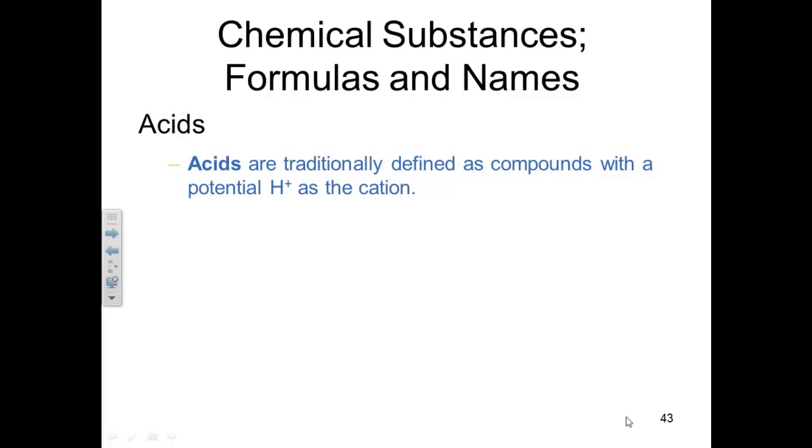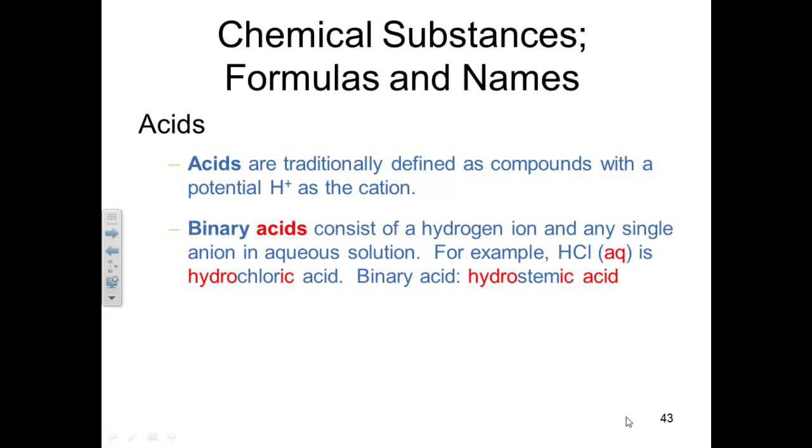Acids are traditionally defined as compounds with a potential H+ as a cation. Binary acids consist of hydrogen ion and any single anion in aqueous solution. For example, HCl aqueous, AQ behind it, is hydrochloric acid. So your naming procedure is hydro, the stem of the species, ic acid. It's that AQ that tells me that this is an acid, and we're going to use these rules.